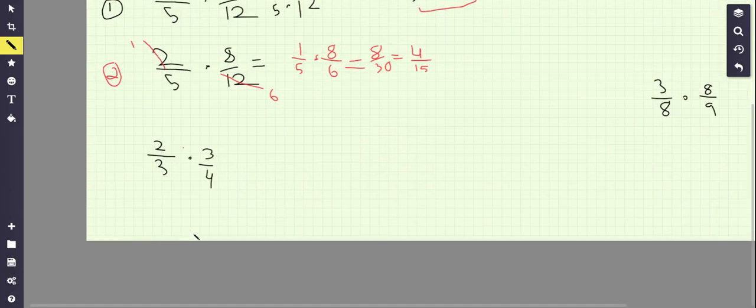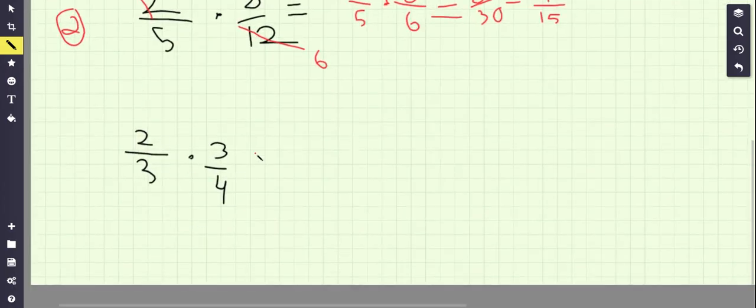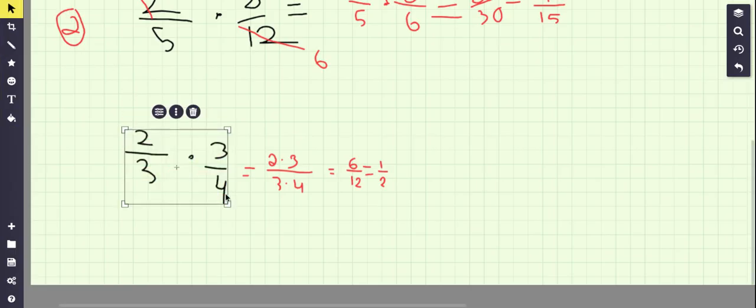All right, let's look at the one over here. It says 2/3 times 3/4. Well, this is the first way to do it. I would multiply 2 times 3, 3 times 4. That gives us 6/12. 6/12 is 1/2. Now we can bring a fraction again, and we can just cross cancel.